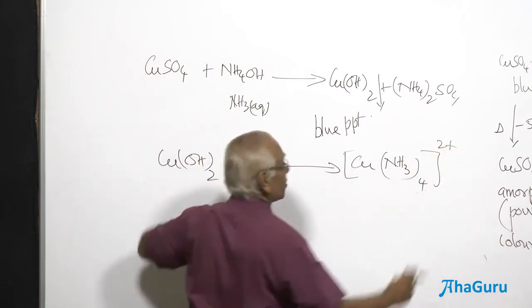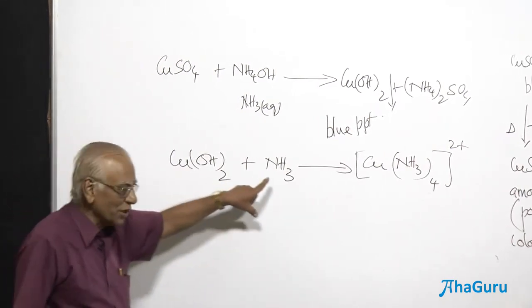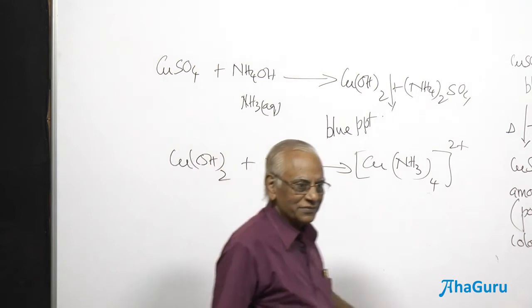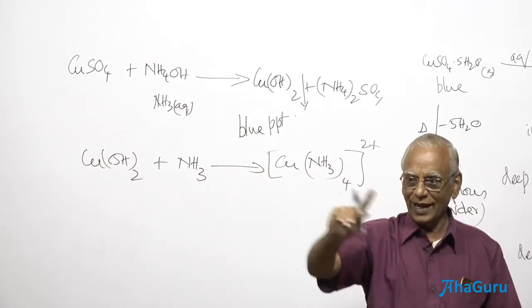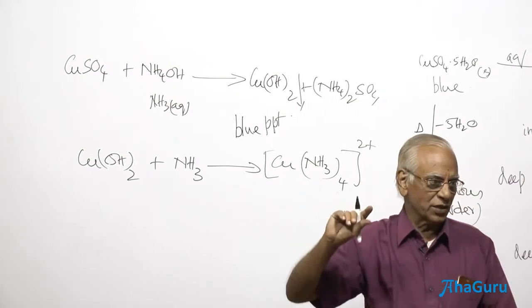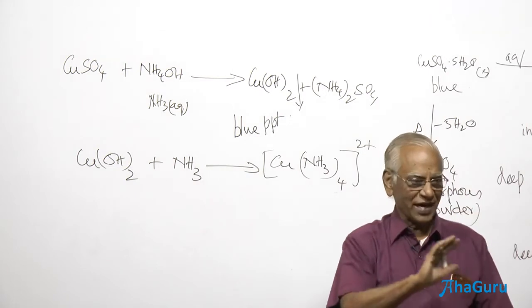What is needed now? The role of the ammonia molecule. What did I tell you? What is the role of the ammonia molecule? It acts as an Arrhenius base. It acts as a Lewis base. It acts as a Bronsted base. It acts as a Lewis acid. It acts as a Lewis base. Why? It is able to donate.